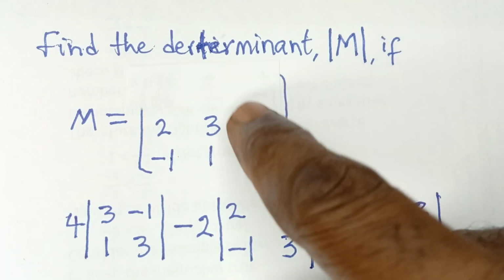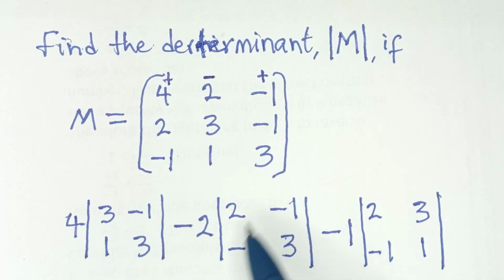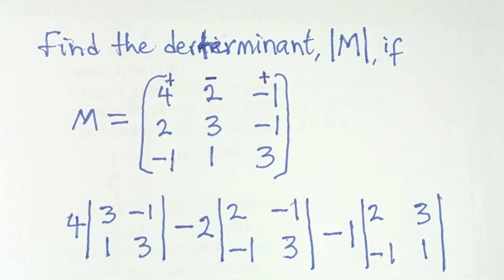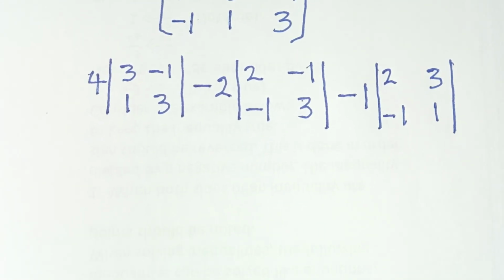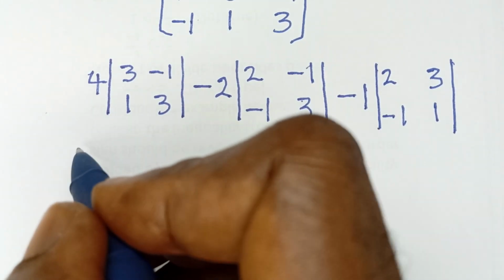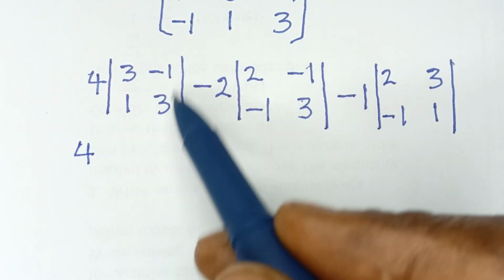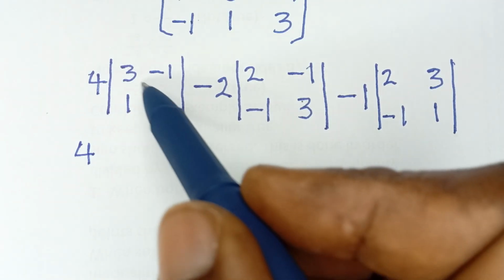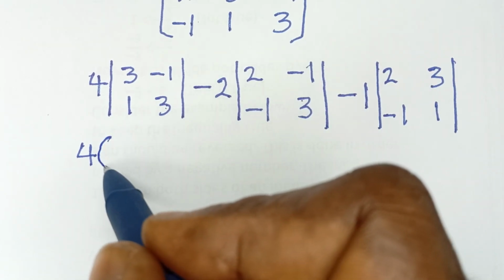Now, the next thing for us to do is to get the determinant of this 2 by 2 matrix that we have gotten from the 3 by 3 matrix. So we are going to get the determinant of each of the matrices, and multiply by the number by the side. So I'm going to start with this 4. So I take this 4, and then I'm going to multiply by the determinant of this matrix. To get the determinant of this matrix, you take the multiplication of this diagonal here, this 3. So 3 multiplied by 3, let me open up the bracket.